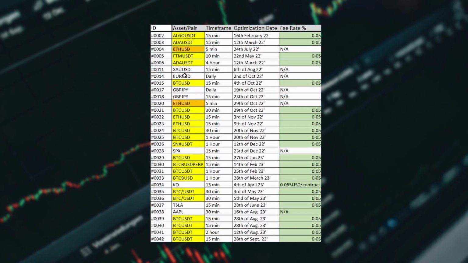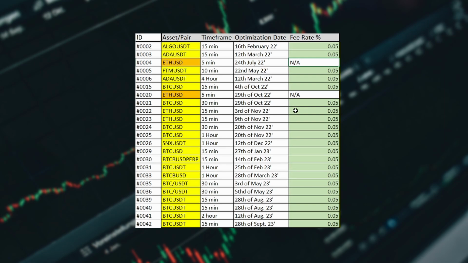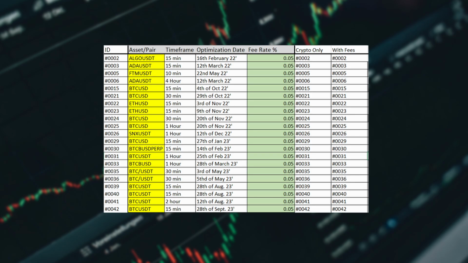Next, as we only want crypto optimizations, let's eliminate all that are optimized for forex, stocks, or anything other than crypto. By the way, all of the results are generated on Binance trading pairs. Moving on. We want realistic results, so we can eliminate all the optimizations that are not using any trading fees. From 42 optimizations, we are already down to 21. And now the real filtering begins.